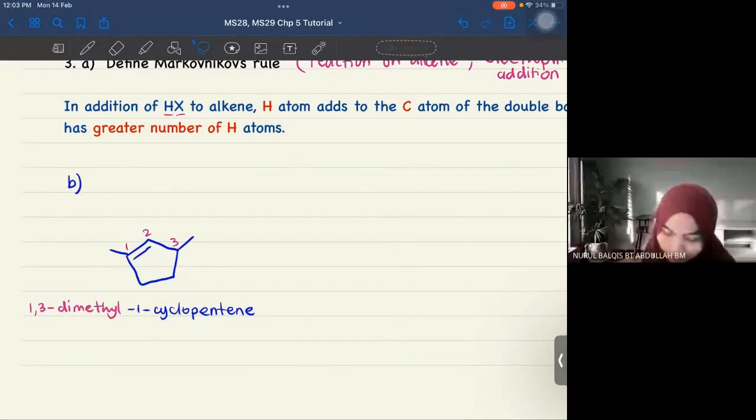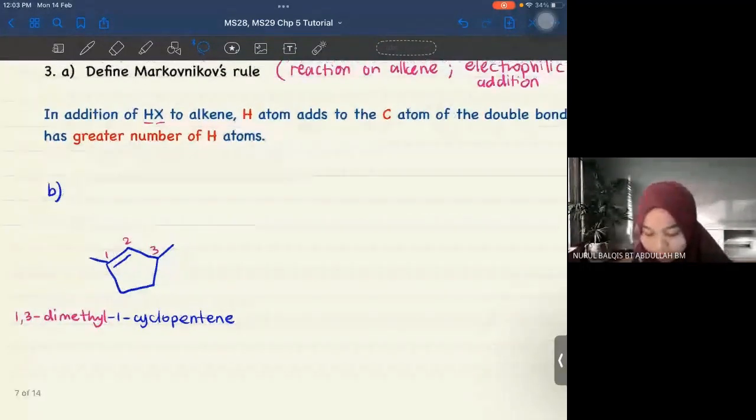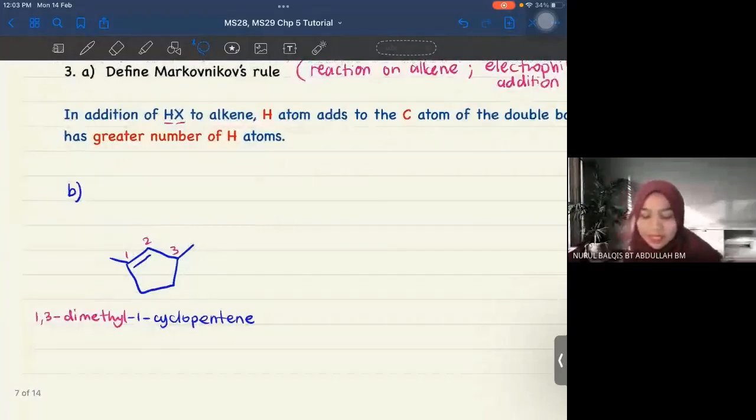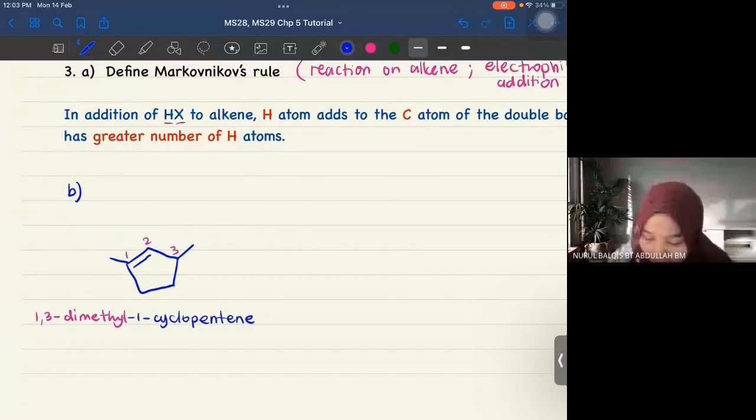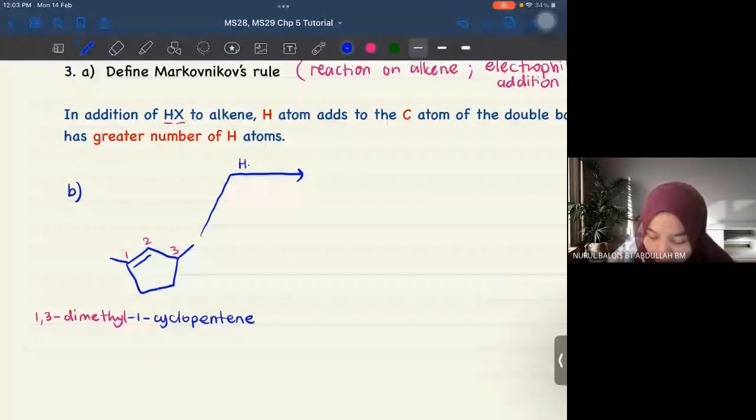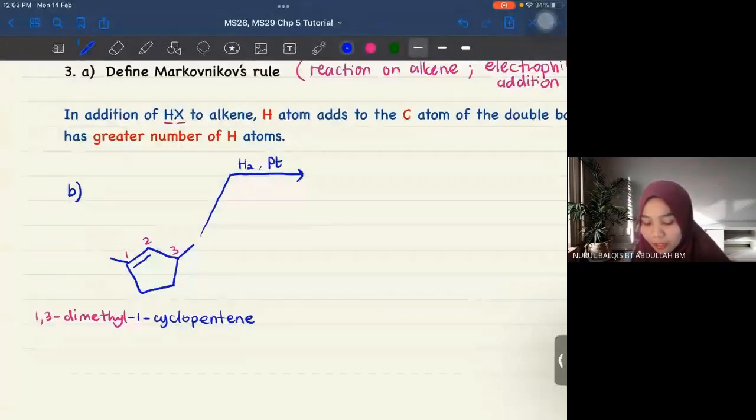Okay, so we have this dimethyl. Don't leave any space between them. Okay, so this is 1,3-dimethyl-1-cyclopentene. Now it undergoes reactions to form certain compounds. So we start with A first. Let's say we react it with hydrogen gas and platinum, with platinum as the catalyst. Okay, what kind of product will be formed?